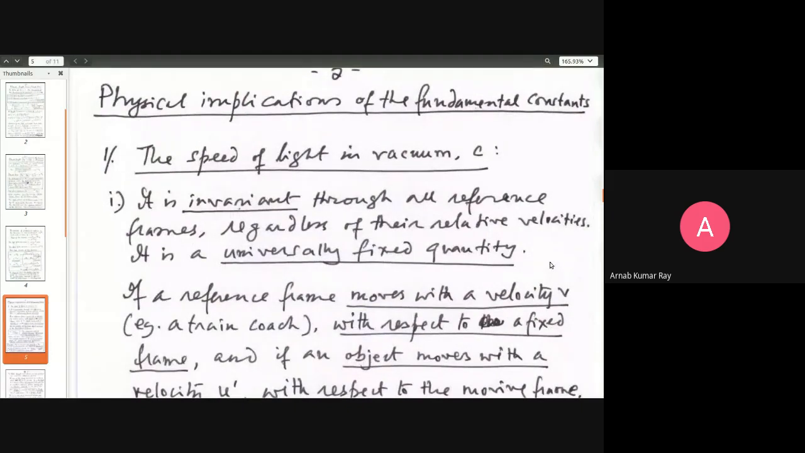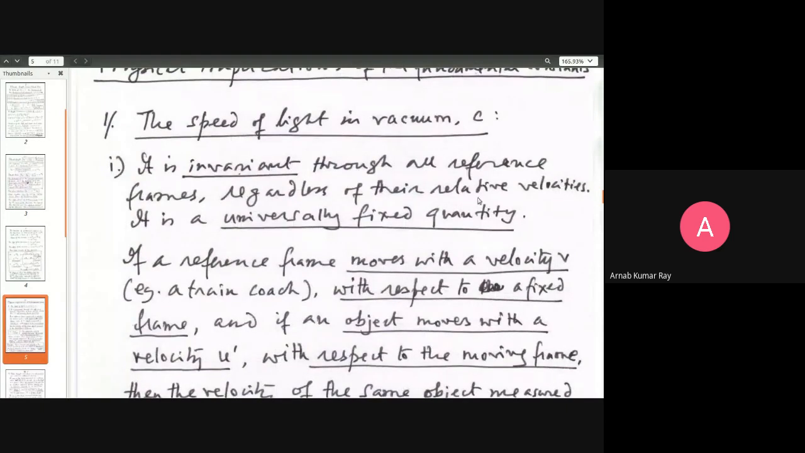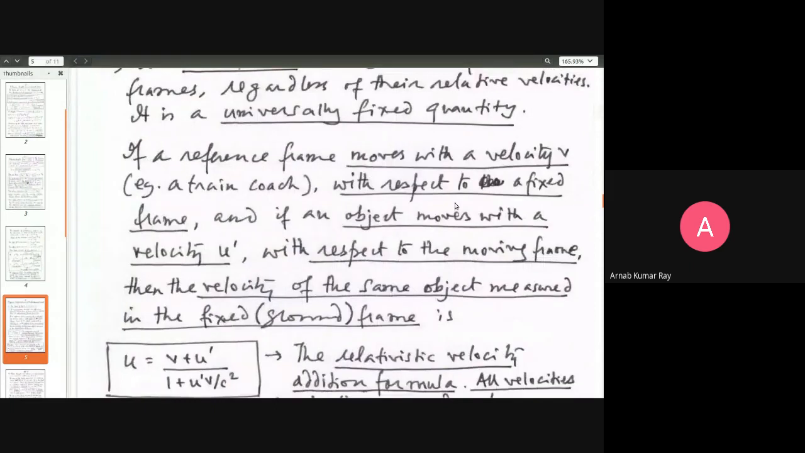We were looking through the implications of these fundamental constants. So one implication is that the speed of light in vacuum is invariant through all inertial frames or reference frames. I mean, any reference frame for that matter. It's actually a general principle.